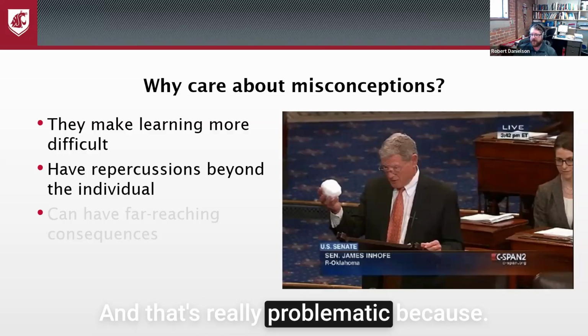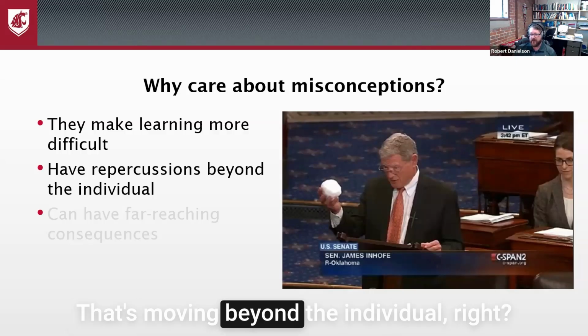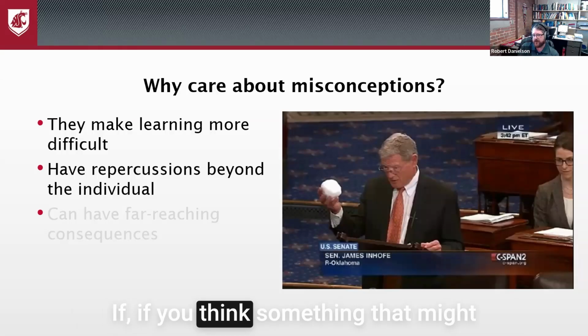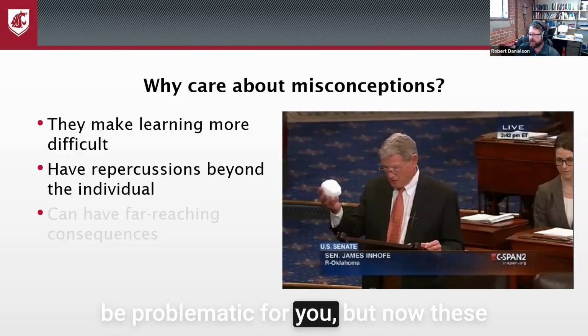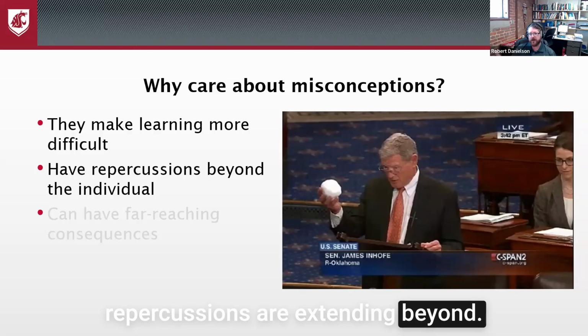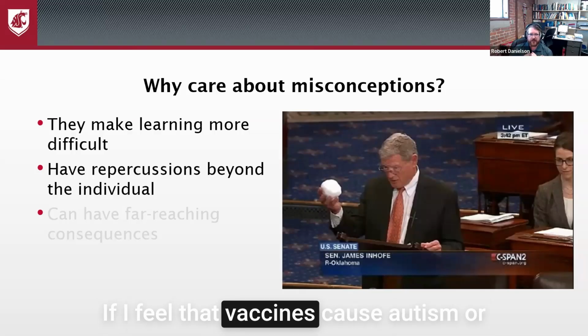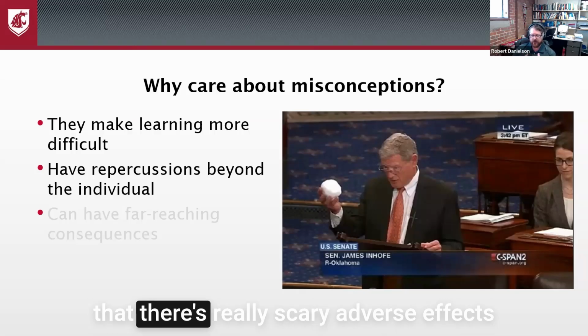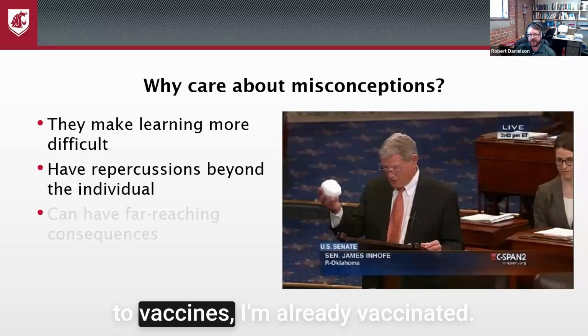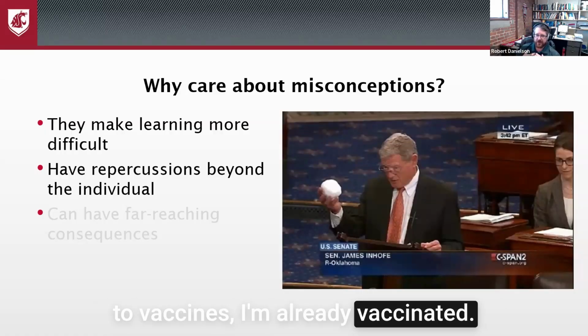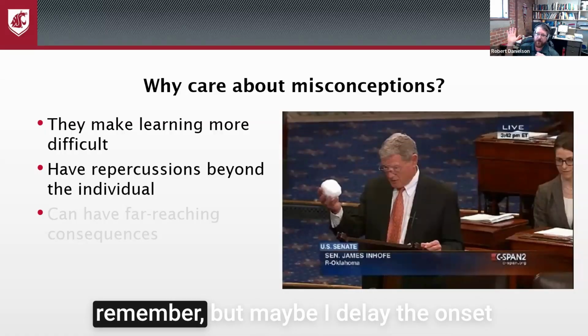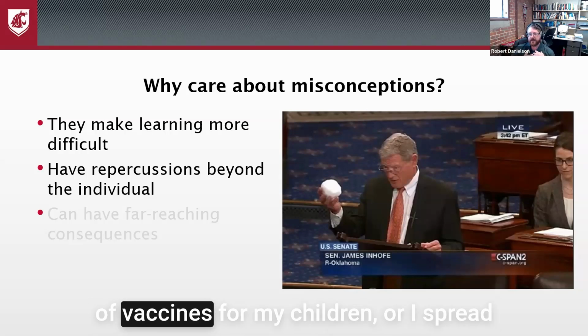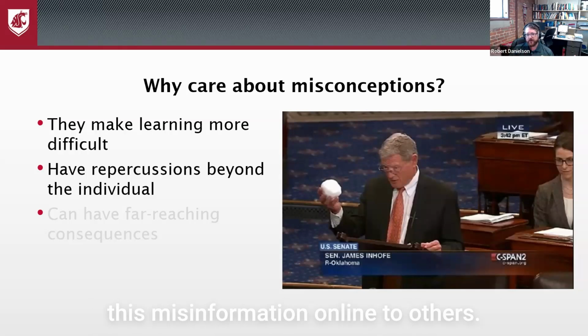And that's really problematic because that's moving beyond the individual, right? If you think something that might be problematic for you, but now these repercussions are extending beyond. If I feel that vaccines cause autism or that there's really scary adverse effects to vaccines, I'm already vaccinated. It's too late. My parents did it when I didn't remember, but maybe I delay the onset of vaccines for my children, or I spread this misinformation online to others.